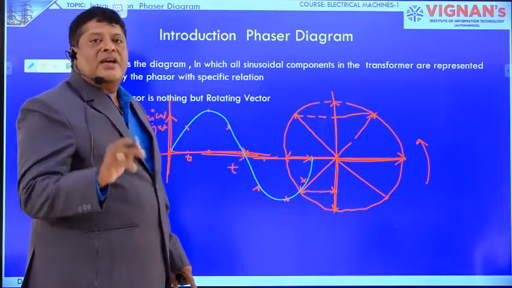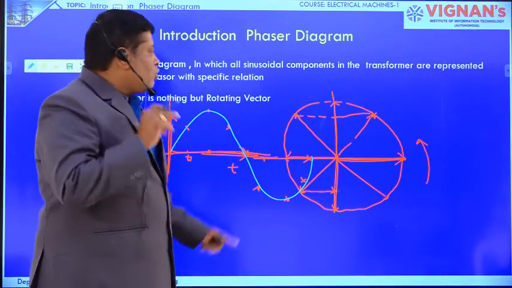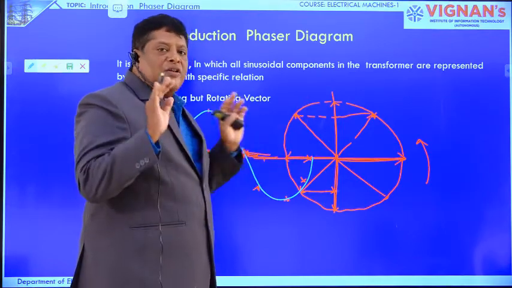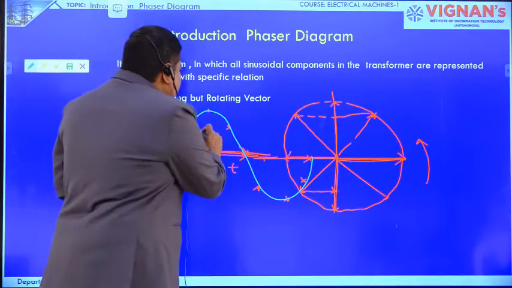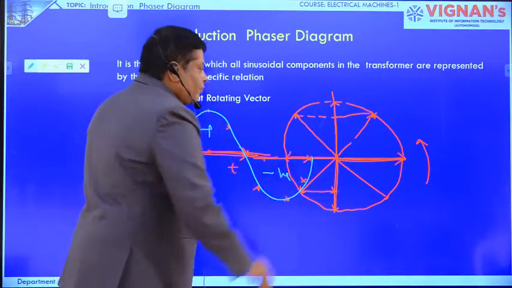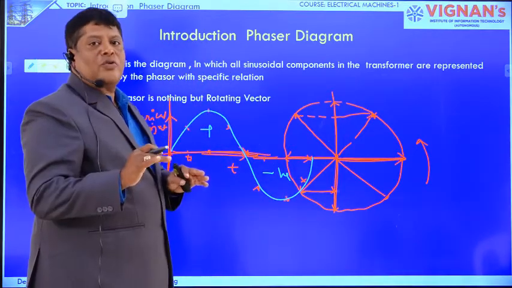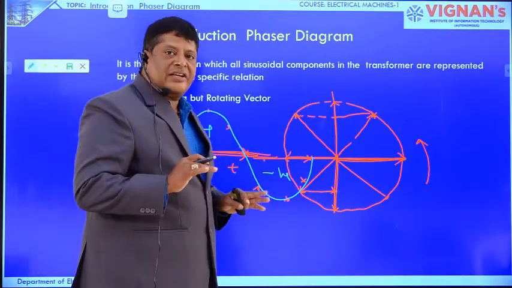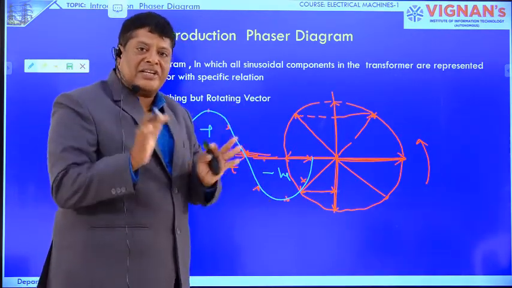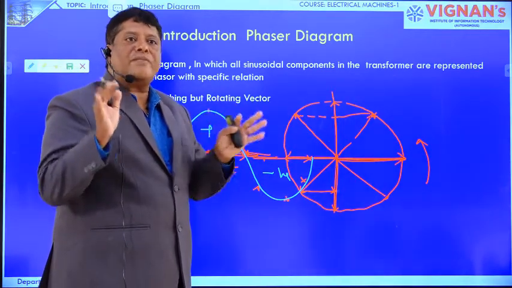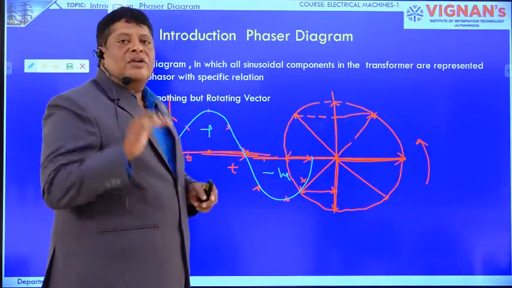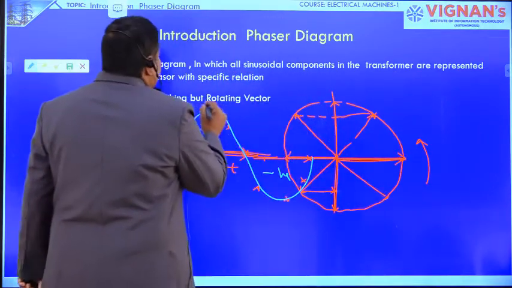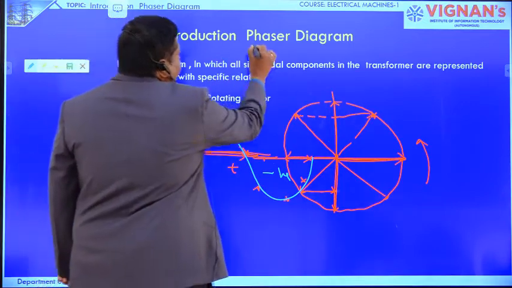A phasor is a rotating vector which rotates in the anti-clockwise direction. While rotating, initially we get the positive cycle, next the negative cycle. There are many sinusoidal quantities in a transformer, and all of them can be represented as phasors. All those phasors have some relation, and the diagram showing that relation is the phasor diagram.